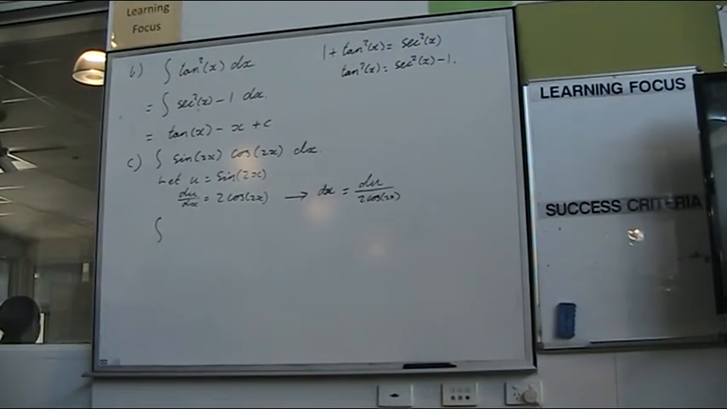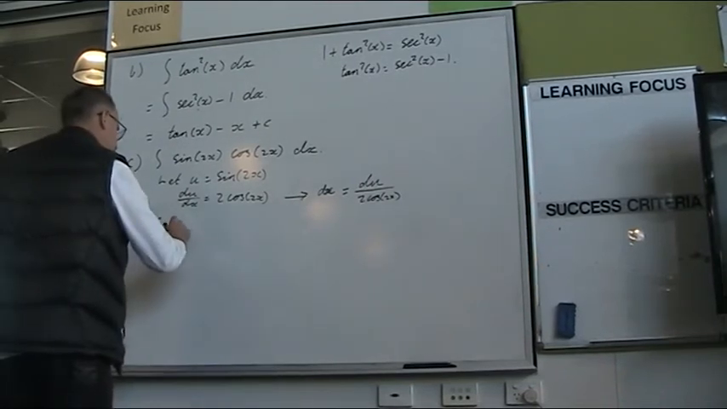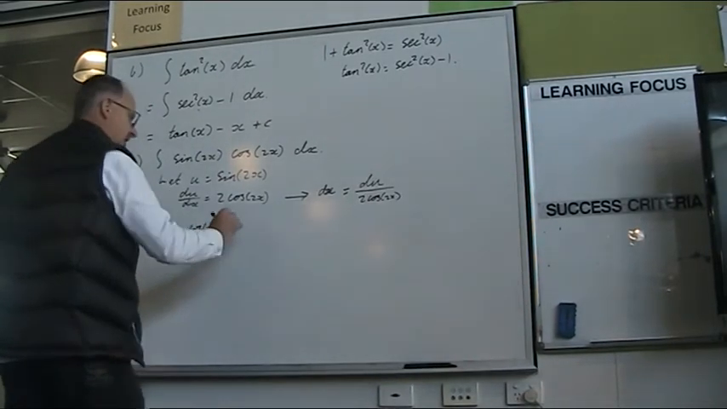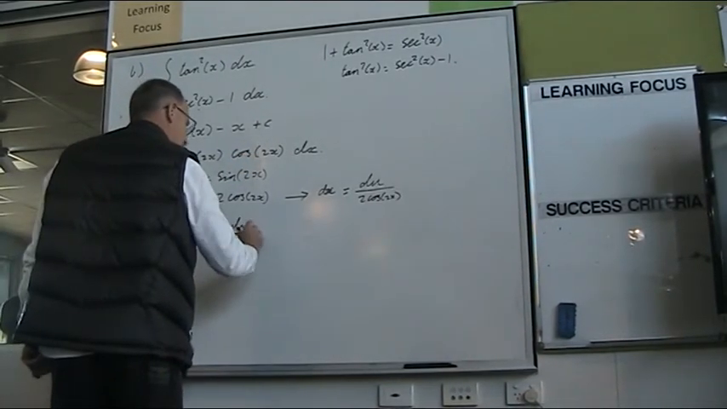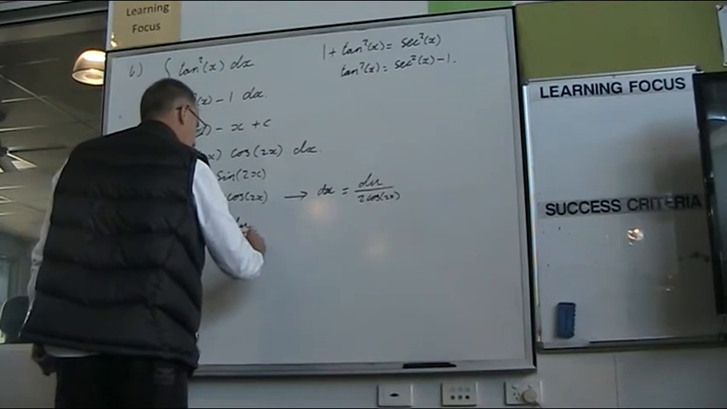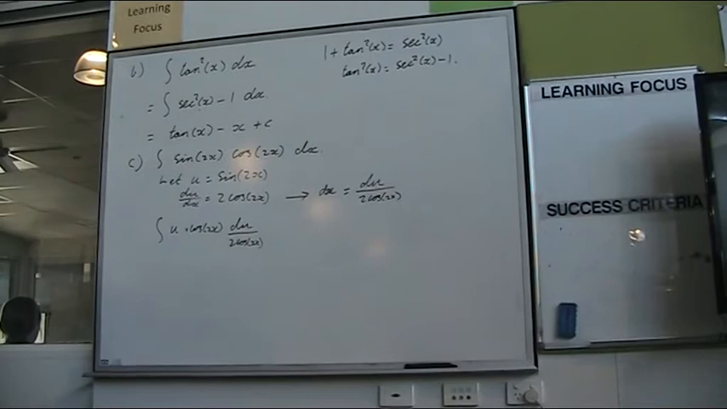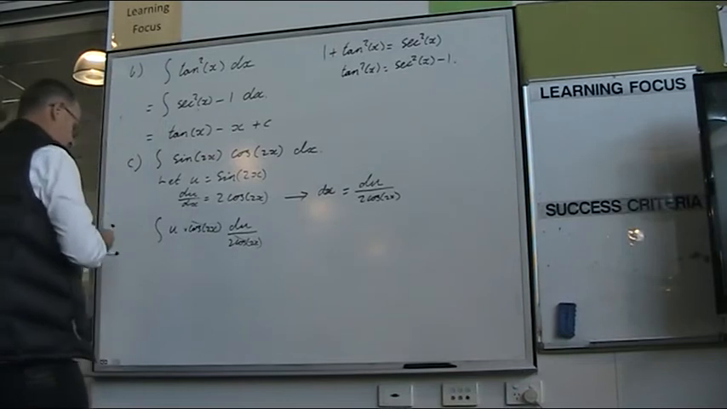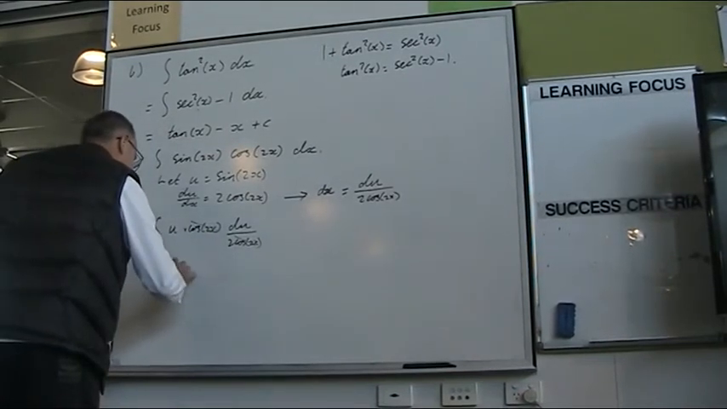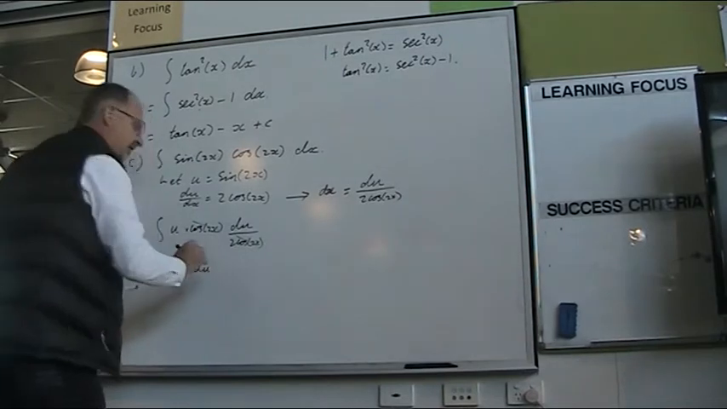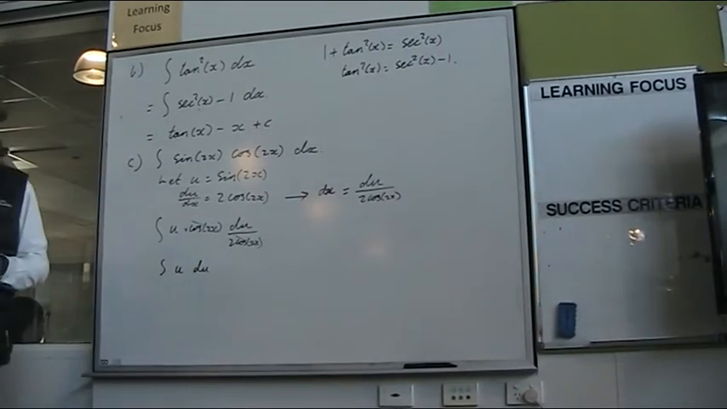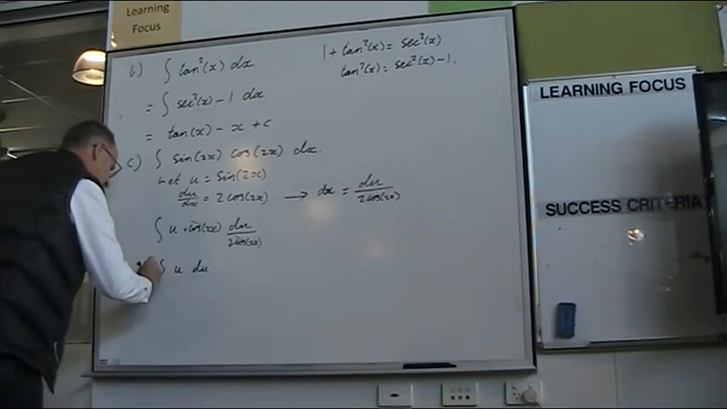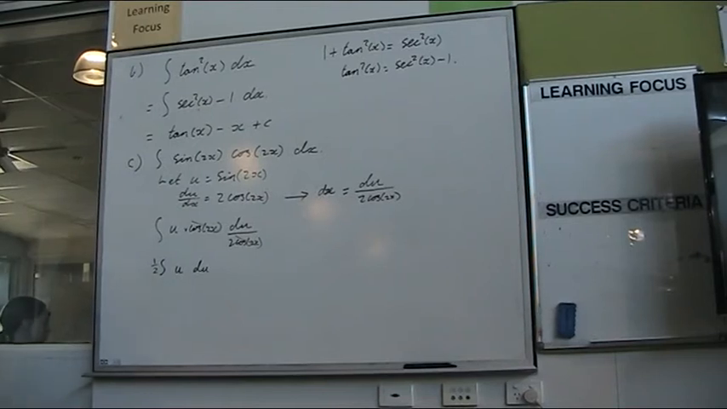So our integral now becomes u times cos 2x, and dx is du over 2 cos 2x. What happens to the cos 2x's? They cancel, yes. And so now we've got simply u du. What happens to the 2? That goes out front. Good question, because I'd forgotten about that. Good answer as well.